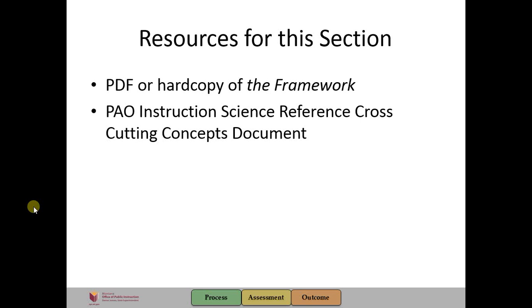There are 2 main resources you want to have for this section. If you haven't downloaded these documents yet, please take a few minutes to do so. You'll want to have the PDF or hard copy of the framework available while you do your alignment, and I recommend having the Cross-Cutting Concepts reference document out with you during this video. This would be a great time to pause and either print a copy or locate your copy of that reference document if you don't have it right now.